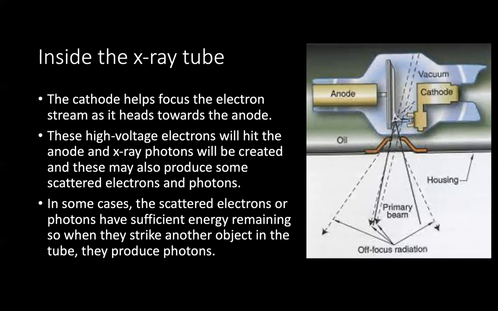These photons will mostly be absorbed by the tube, but some will be able to make it out of the housing port. These photons were not created in the focal spot, therefore the name of off-focus radiation. This radiation will have much less energy than the primary beam.